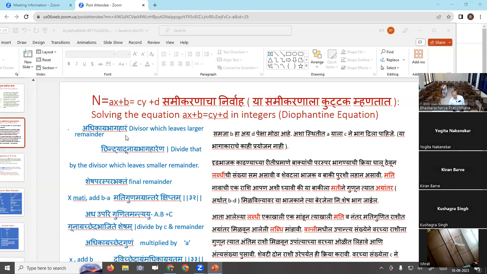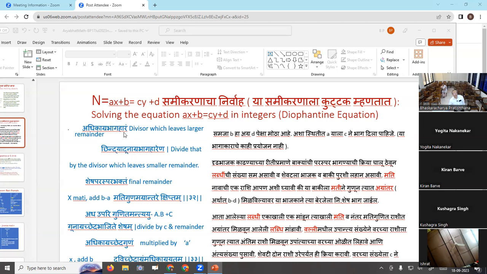Now the method is explained here, what you should do. So this b and d, they are remainders and they are called agra. So b is agra and d is another agra. So you consider adhikagra bhagaharam. Adhikagra, now b and d, suppose b is 4 and d is 2, then b is larger. So whichever is larger, adhika. So adhikagra means the larger remainder. So that larger remainder you consider.